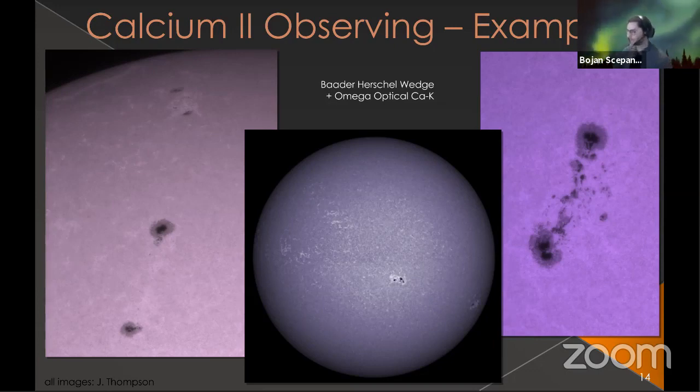So you saw Jim's image, which was a live view. However, these are images where we take thousands of photos in a short succession, and then we use a computer to stack them on top of each other and sharpen the image. So these are all pictures that we have taken with a calcium K telescope. Now I said it was usually reserved for photographing.